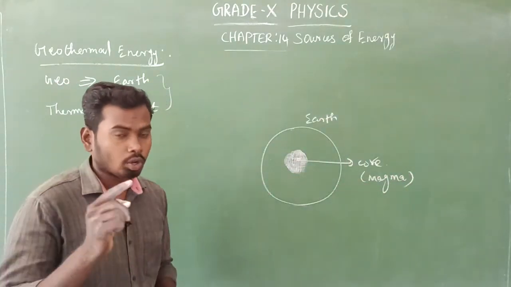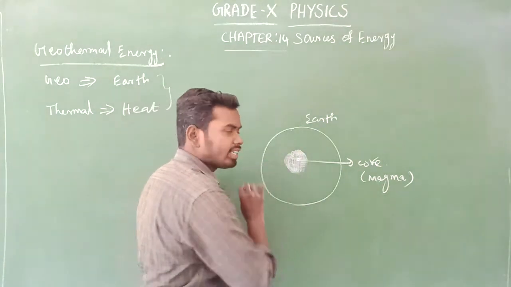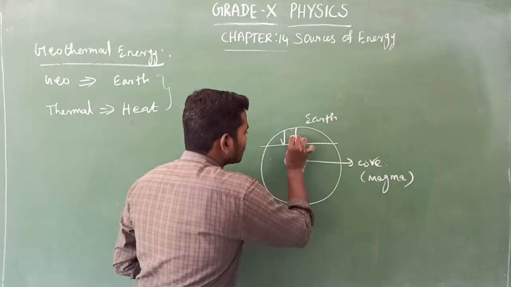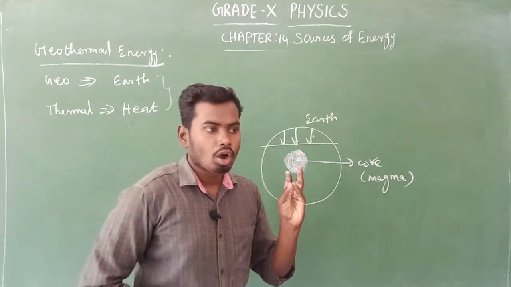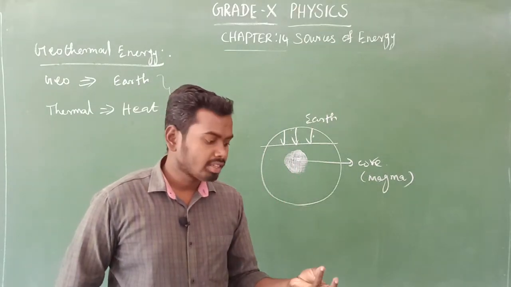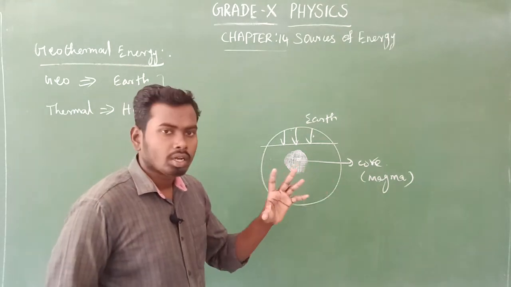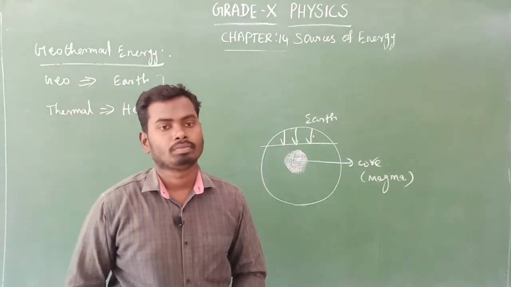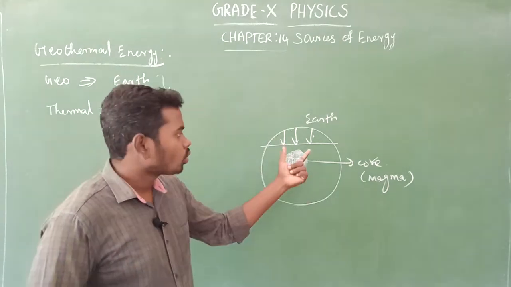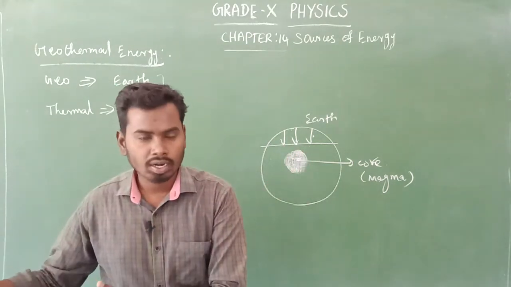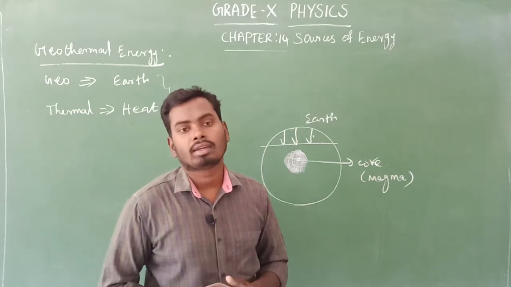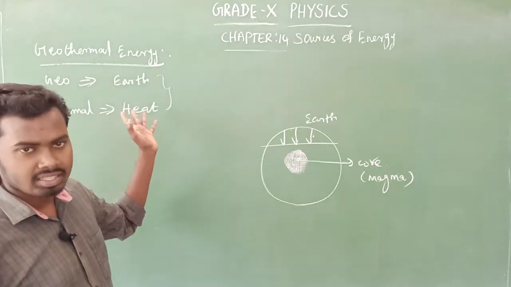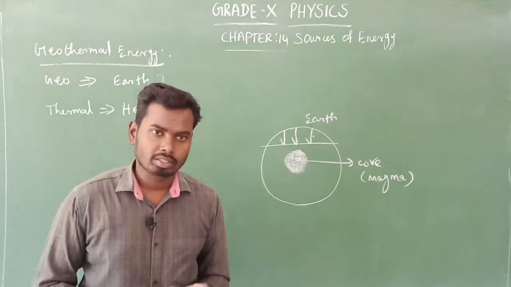In some region, look at here, the temperature level is too high, even below the surface, especially in the country of New Zealand, then USA, and Canada. The earth temperature is too high, even just below the surface of the earth. So this heat energy is used to convert to some usable form of energy like electric energy. Is it clear? Very simple.